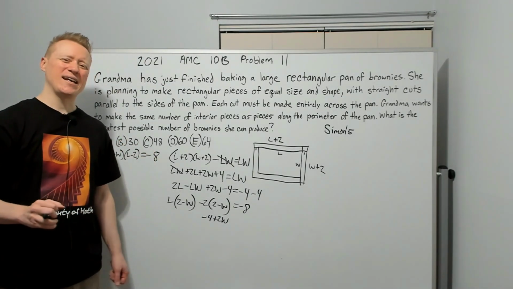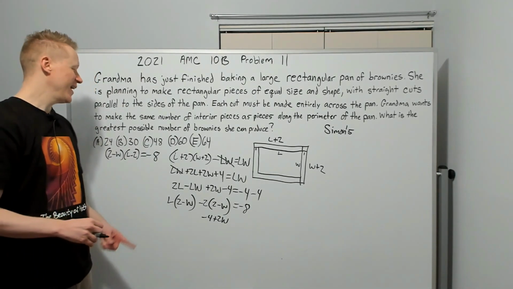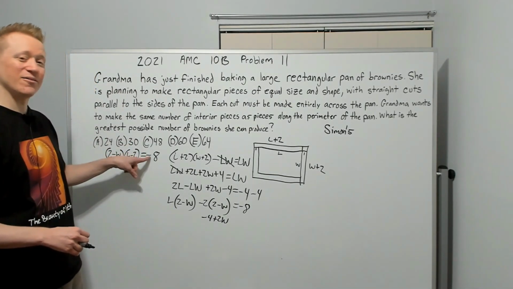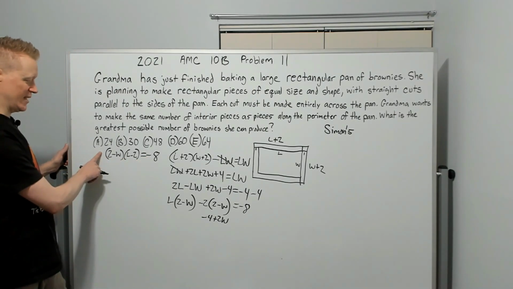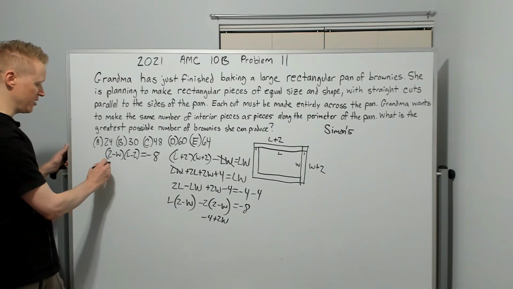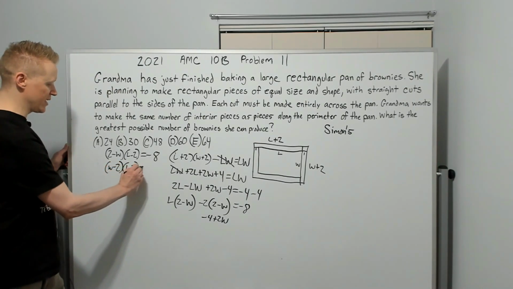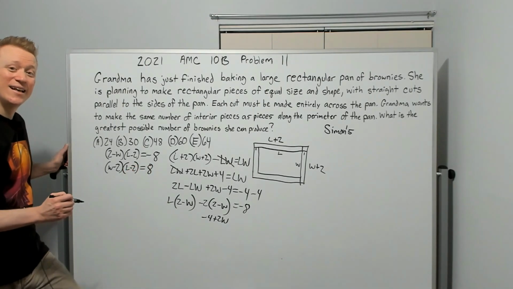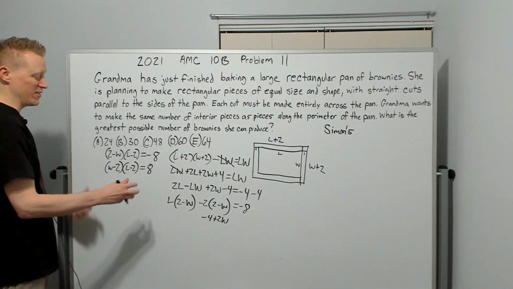Nobody really likes negative numbers. They're like negative people. We don't really like negative people either. And as such, I would like to not have this negative here. So I'm going to move it over here, and we're going to distribute it to the 2 minus w. It will simply switch order. w minus 2 times L minus 2 equals 8. That's better.